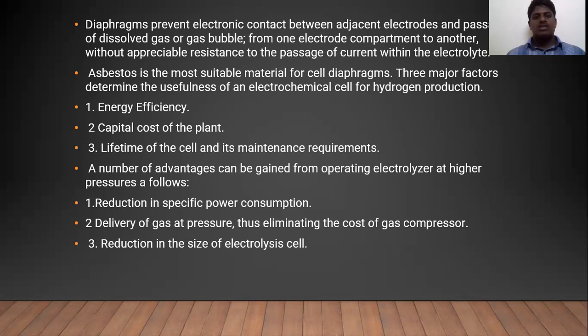Three major factors determine the usefulness of an electrochemical cell for hydrogen production. First one, energy efficiency. Second one, capital cost of the plant. Third one, lifetime of the cell and its maintenance requirements.